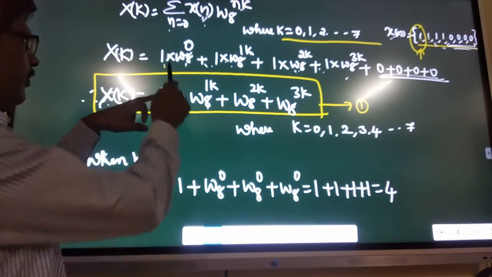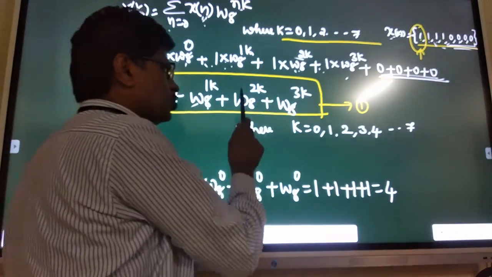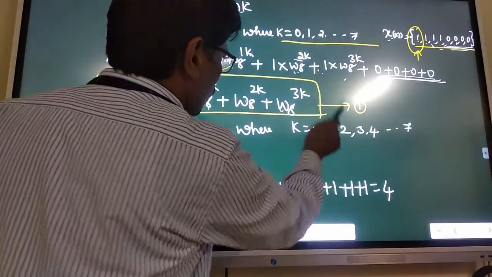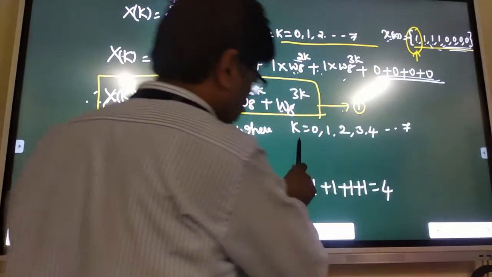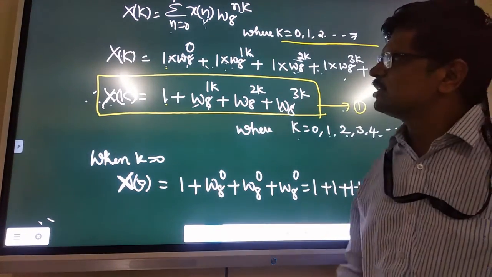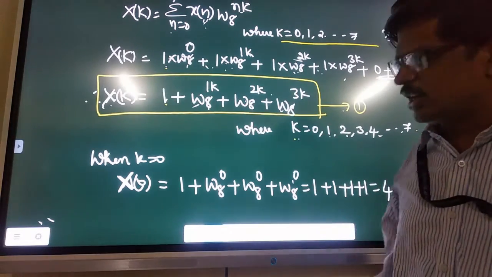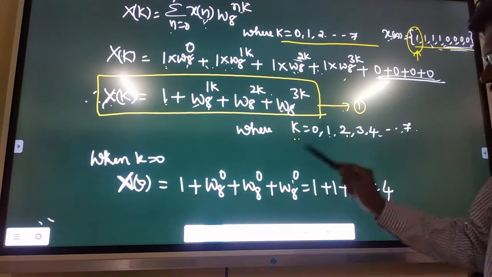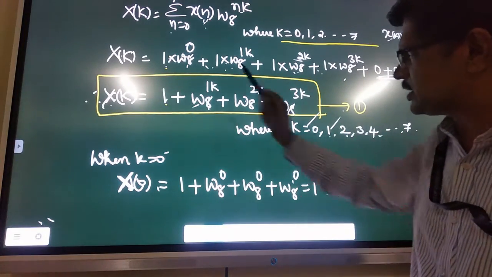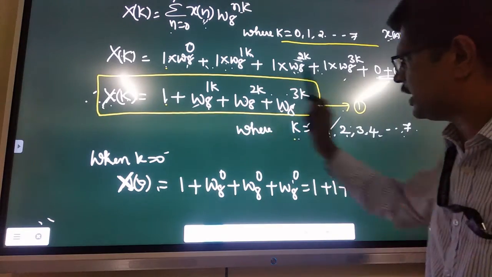For example, simplify this: 1 into 1 is 1, omega 8 power 1k, omega 8 power 2k, omega 8 power 3k, and all these zeros. Call this equation 1, where k is equal to 0, 1, 2, 3, 4, 5, 6, 7. That means when you solve this, you will get x of k in terms of k. The rest is maths. When k is equal to 0, substitute here, you will get the first sample x0. When k is equal to 1, second sample. When k is 2, third sample. K is 7, eighth sample.